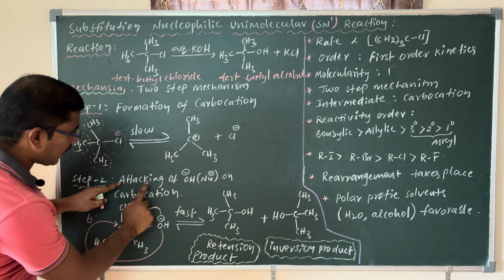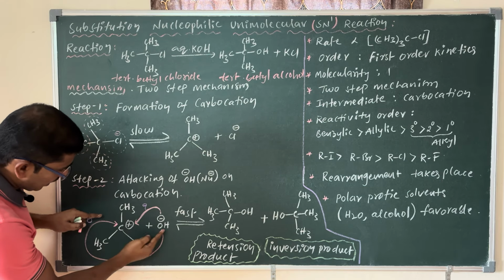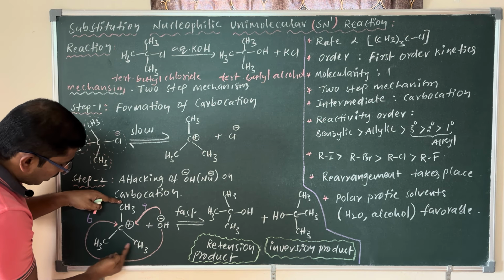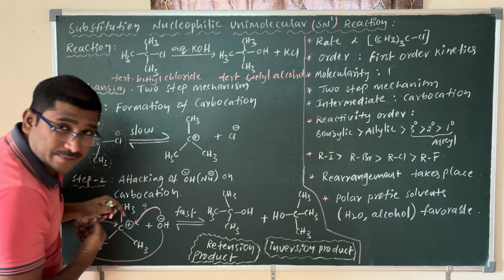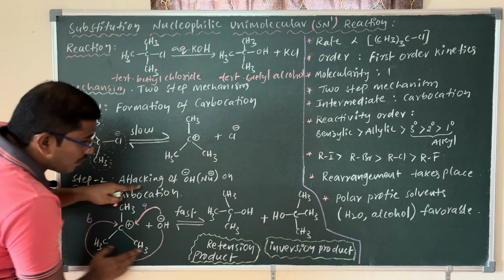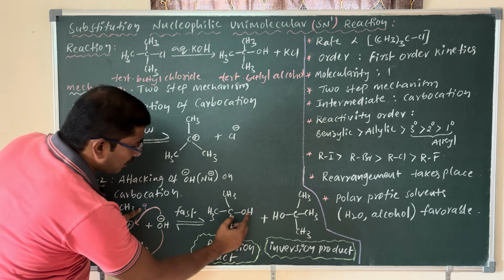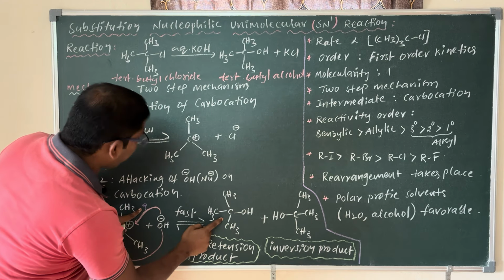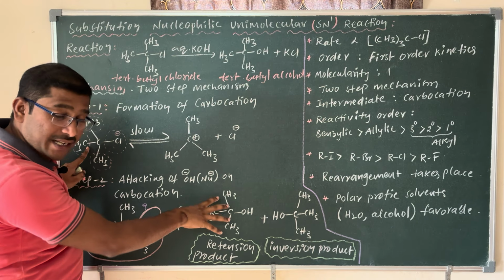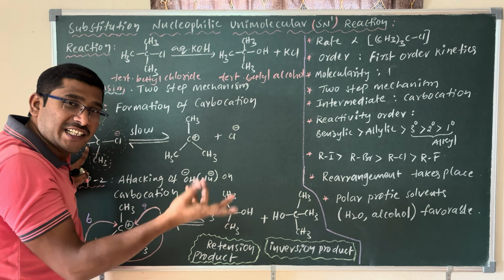In the second step, the nucleophile OH minus attacks the carbocation. If the nucleophile attacks from the front side, the 3 methyl groups will be on the back side. When the nucleophile attacks from the back side, these 3 methyl groups will go to the front side. If the nucleophile attacks from the front side, the product we get now looks the same as the reactant. That's why there is no change in its configuration. That's why it is called the retention product: there is no change in product configuration.